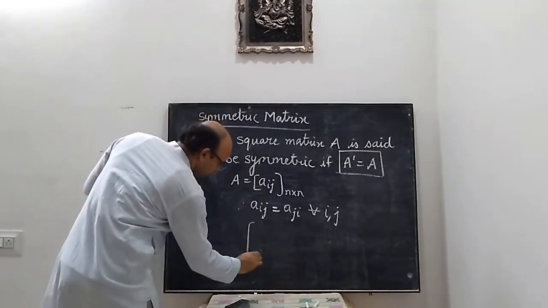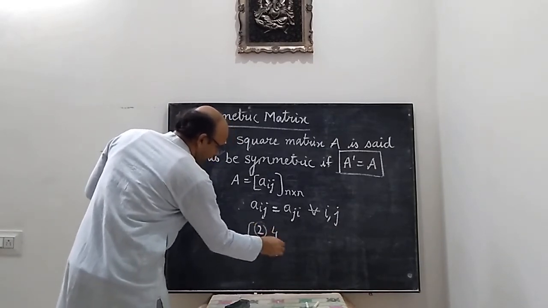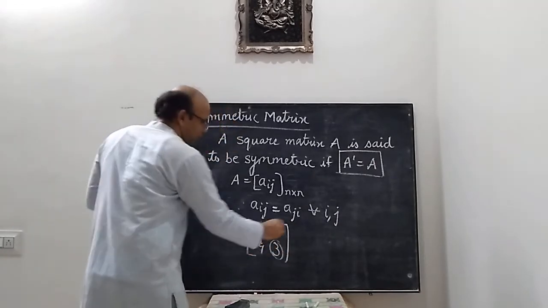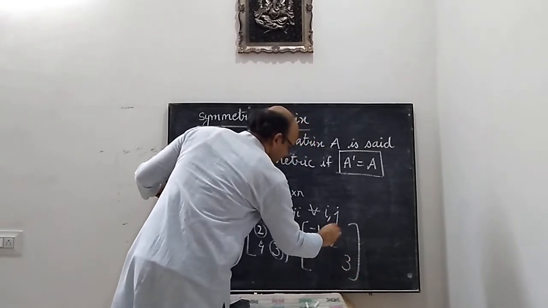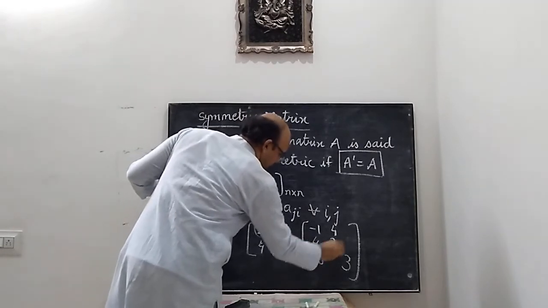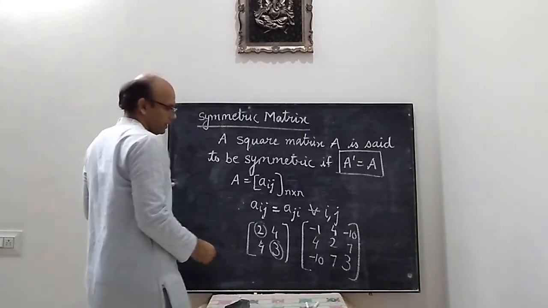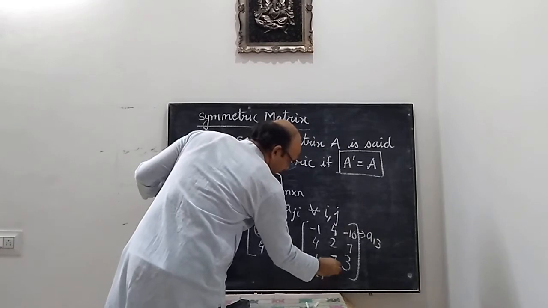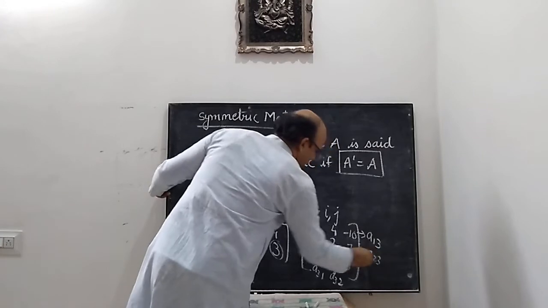Example: this is 2, 3, 4 and 4. The diagonal elements will have no impact on this, but these two elements have to be equal. Minus 1, 2, 3. If this is 4, this is a12, so this has to be 4. If it is minus 10, it has to be minus 10. If it is 7, this has to be 7, because this is a13, so we need a31 to be the same. If this is a32, we need a23 to be equal.